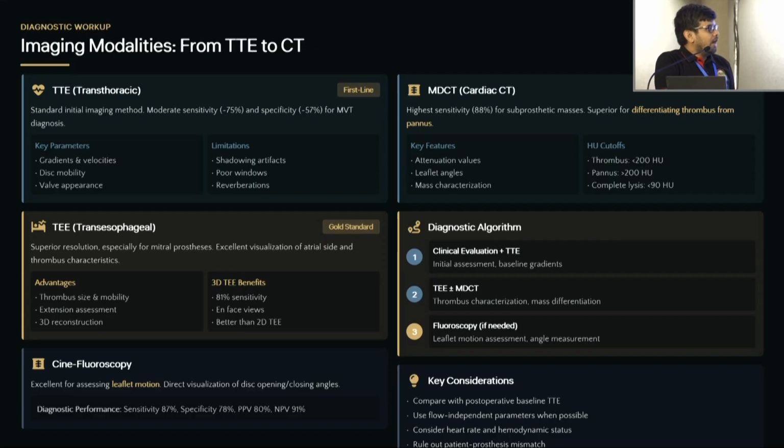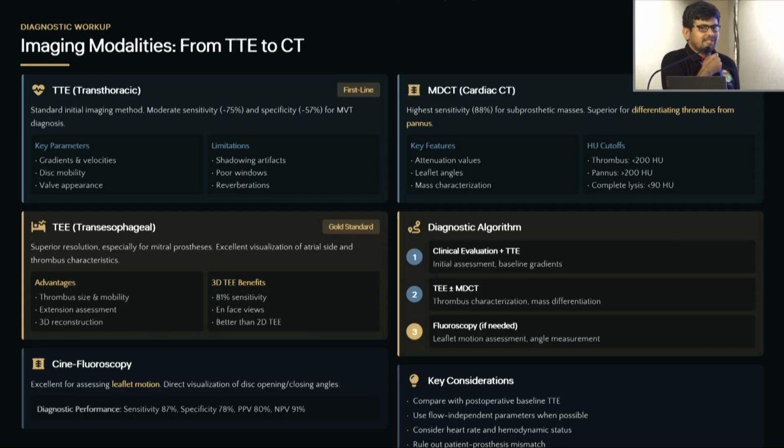So how do we differentiate thrombus from pannus? We use the Hounsfield unit. When the Hounsfield unit is more than 200, it's a pannus, which is a chronic calcification-like tissue that develops in mechanical valves. But if it is less than 200 Hounsfield units, then we take it as a thrombus.